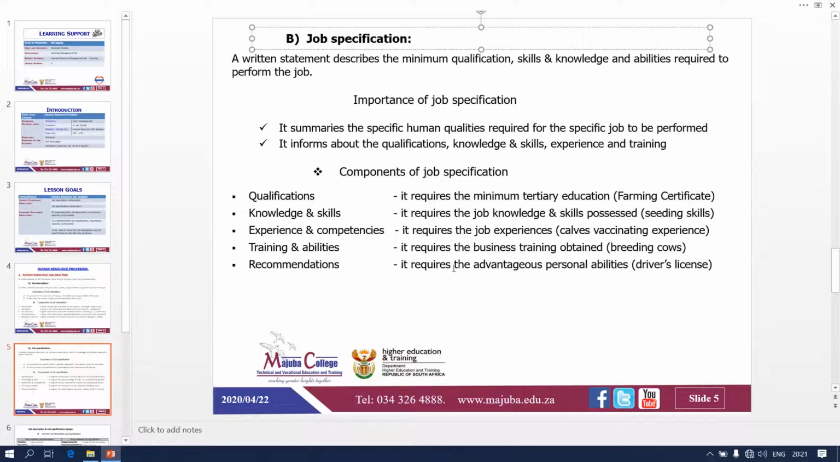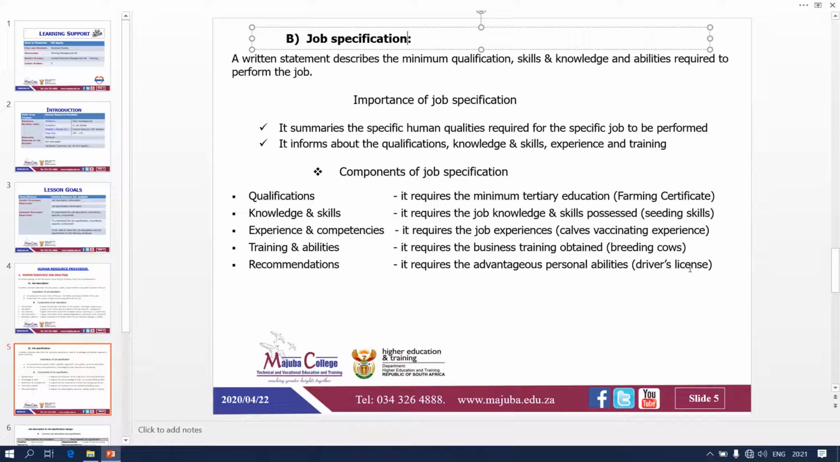Recommendations. It requires the advantageous personal ability. What do you have if I'm employing you in this regard? Maybe you've got a driver's license, which I might require for you if I want someone to drive something. Right.